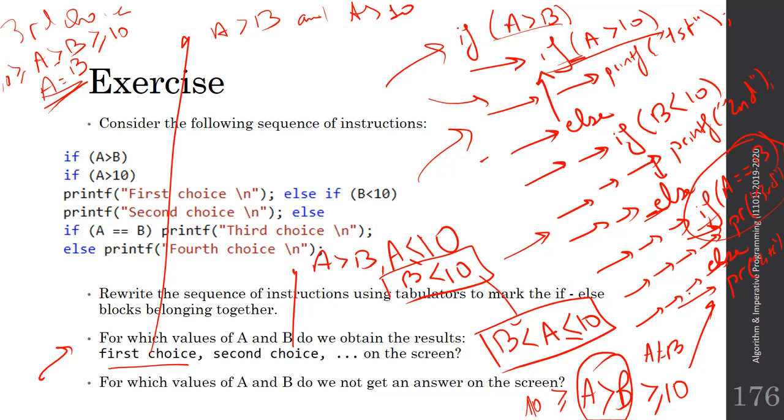So we don't have an answer for values if A is less than or equal to B. Whenever A is less than or equal to B, we will not have any answer on the screen. So this is it for this exercise. Make sure to repeat it, maybe type it in the compiler, and try with different values of A and B, and check when we get an answer and when we do not get an answer, and try to avoid this kind of programming.